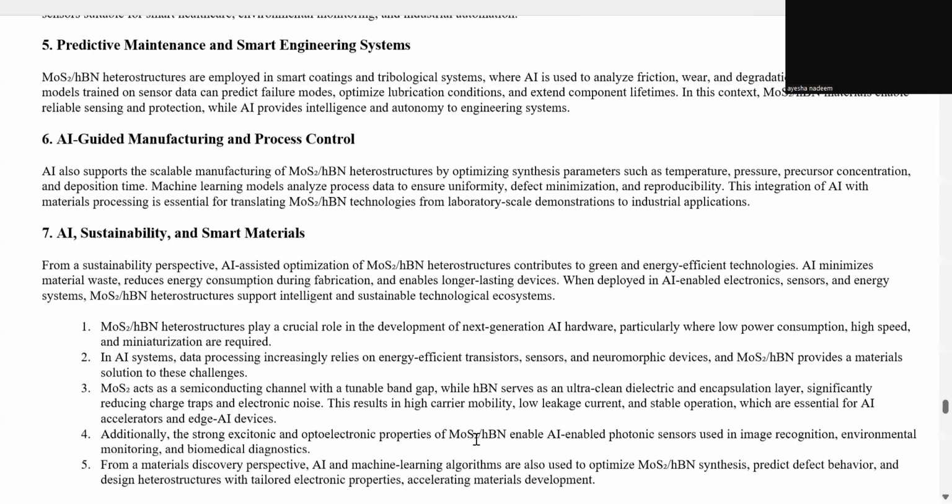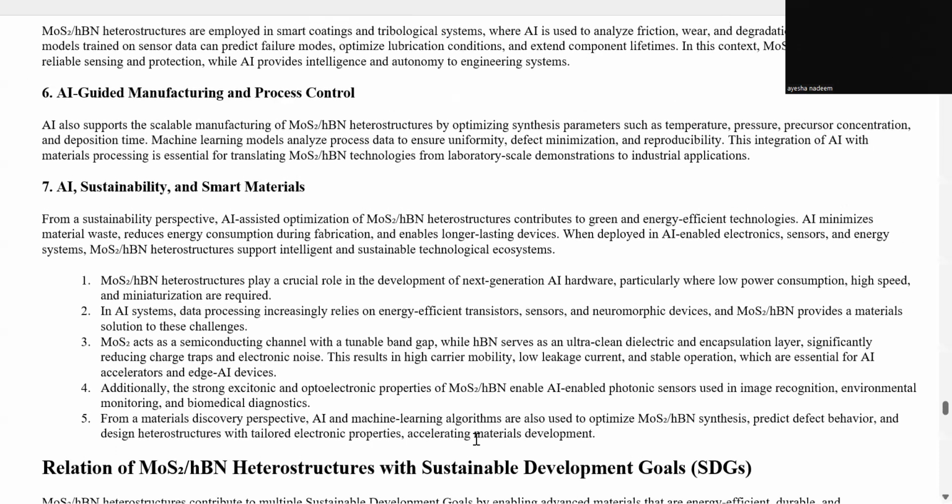The seventh one is the AI sustainability and smart materials. From a sustainability perspective, AI-assisted optimization of molybdenum disulfide and hexagonal boron nitride heterostructures contributes to green and energy-efficient technologies. AI minimizes materials waste, reduces energy consumption during fabrication, and enables longer lasting devices. When deployed in AI enabled electronics, sensors, and energy systems, molybdenum disulfide and hexagonal boron nitride heterostructures support intelligent and sustainable technological ecosystems.